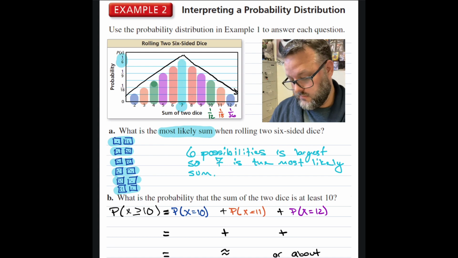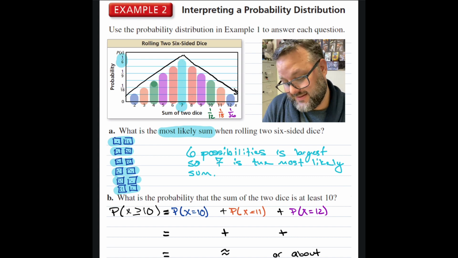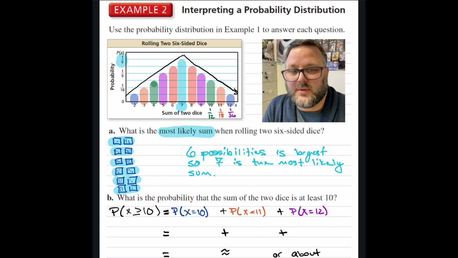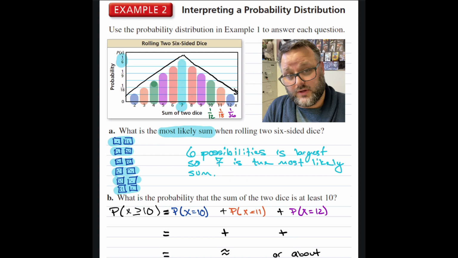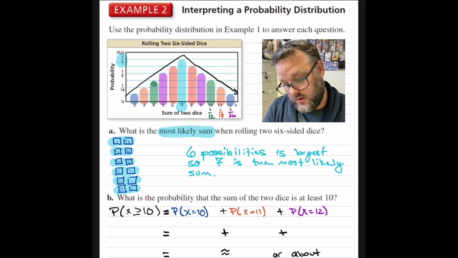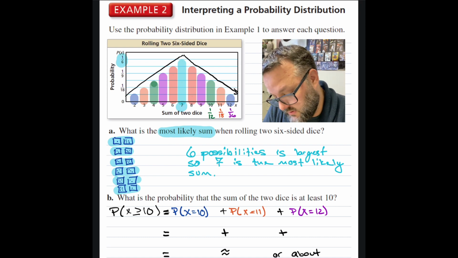All right, moving on to B. What is the probability that the sum of 2 dice is at least 10? Well, if I go back to my chart, I find that rolling at least a 10 means the probability of rolling a 10 plus the probability of rolling 11 plus the probability of rolling a 12. So the probability of rolling 10, this is where I go back to my chart. The probability of rolling a 10 was a 1 out of 12.